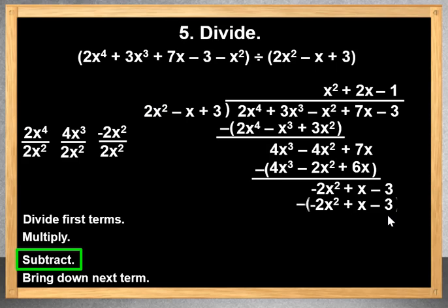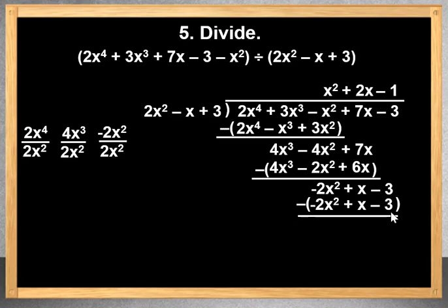We'll subtract each of those. Again, this becomes plus 2, so negative 2 plus 2 is 0. x minus x is 0. Again, this becomes plus 3. Negative 3 plus 3 is 0. There again is no remainder. Therefore, the answer is x squared plus 2x minus 1. So those are just a few examples of long division.